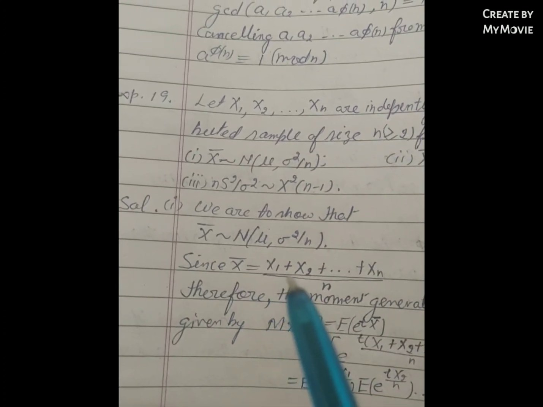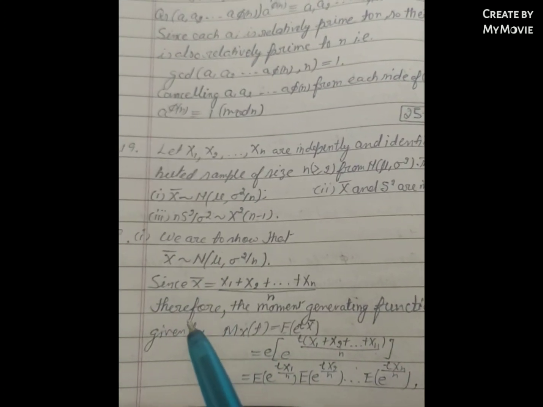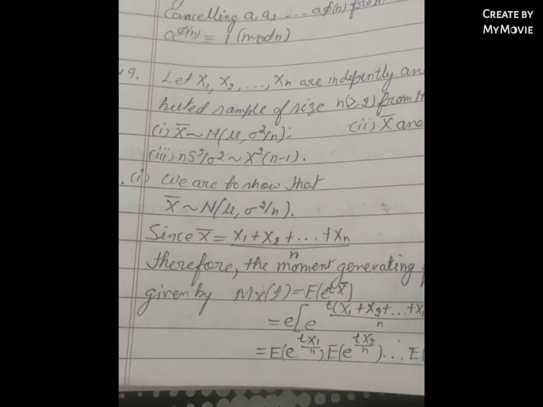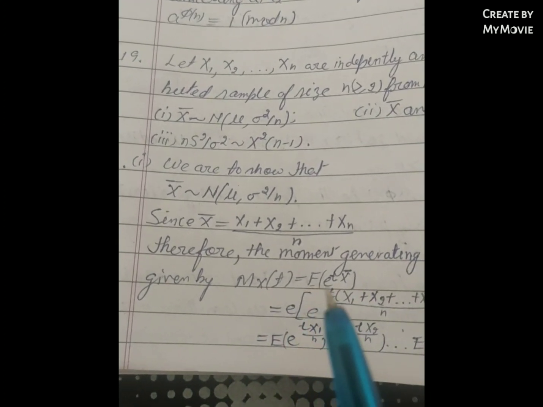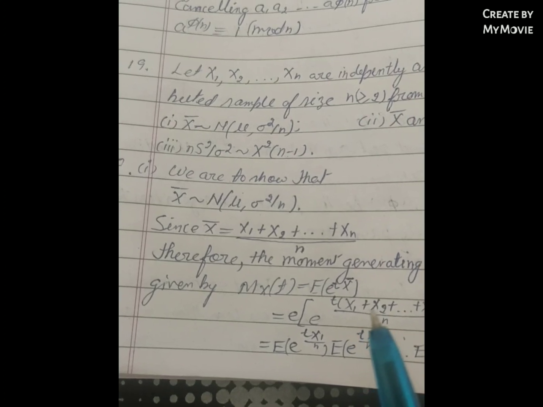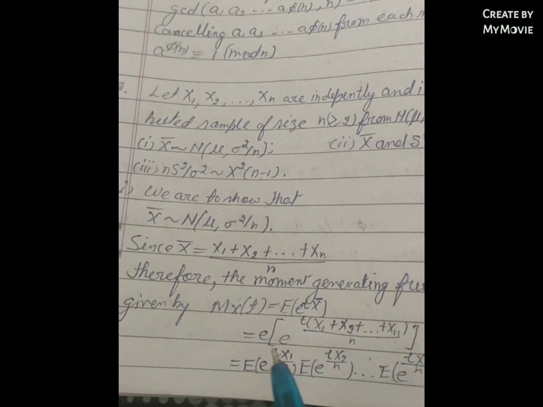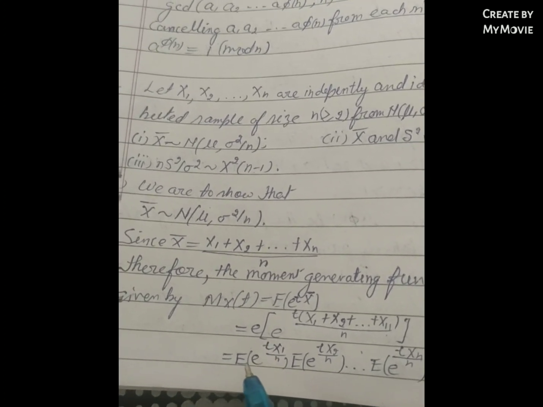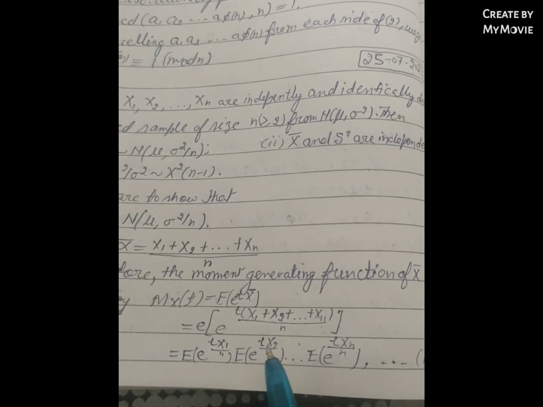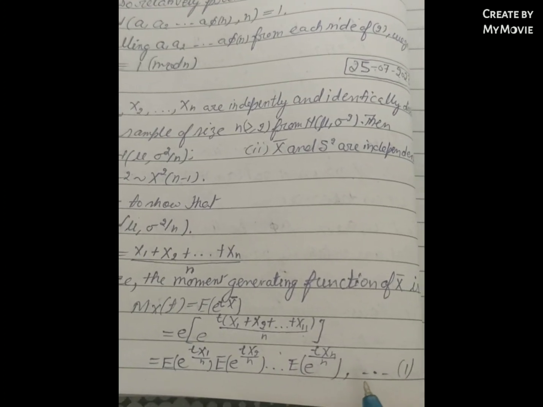Since X bar is equal to X1 plus X2 plus so on Xn upon n, therefore the moment generating function for X bar is given by M of X bar at t is equal to E of e raised to power t X bar, which is equal to E of e raised to power t times (X1 plus X2 plus so on Xn) upon n, which is equal to E of e raised to power t X1 upon n times E of e raised to power t X2 upon n, and so on, times E of e raised to power t Xn upon n. This is equation 1.